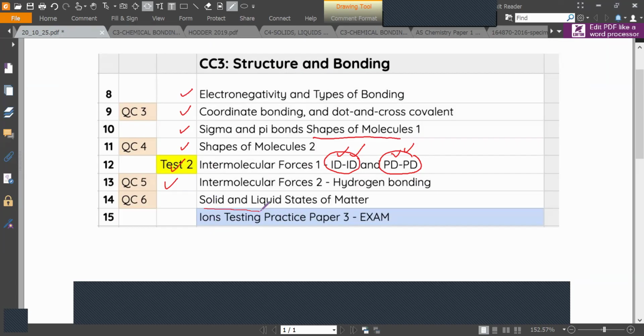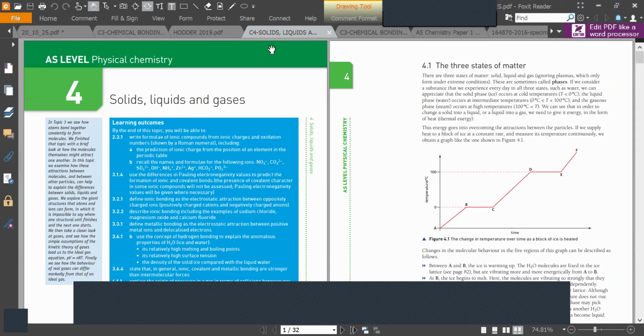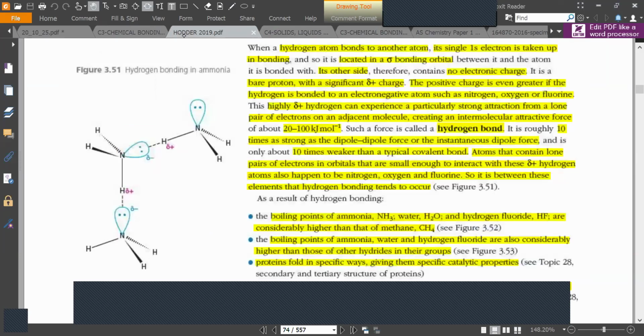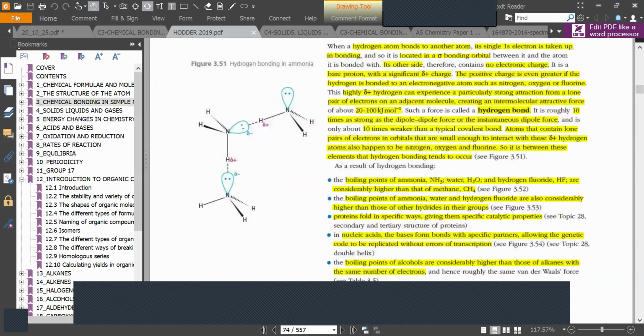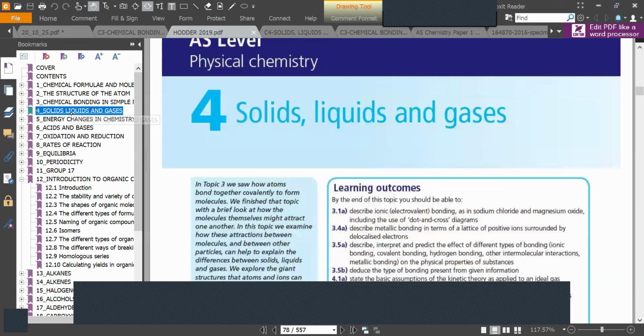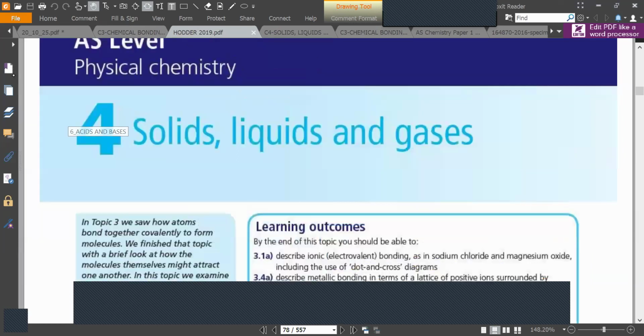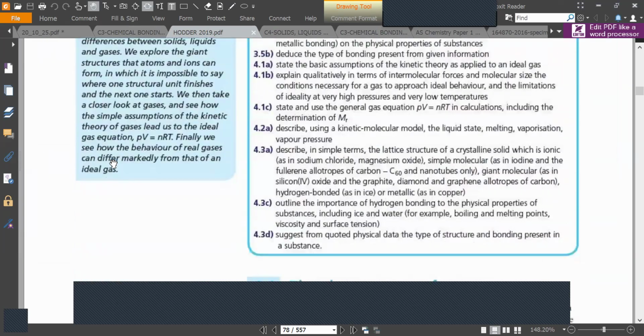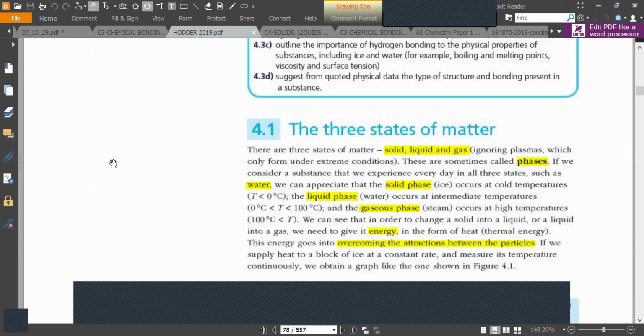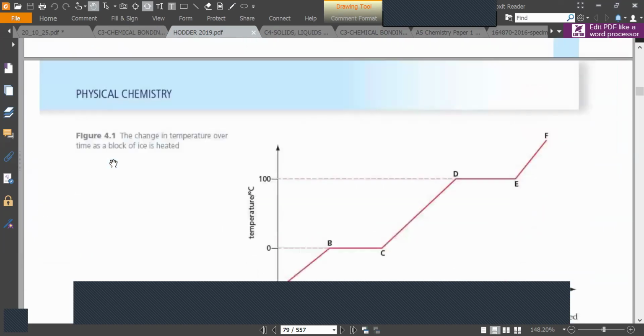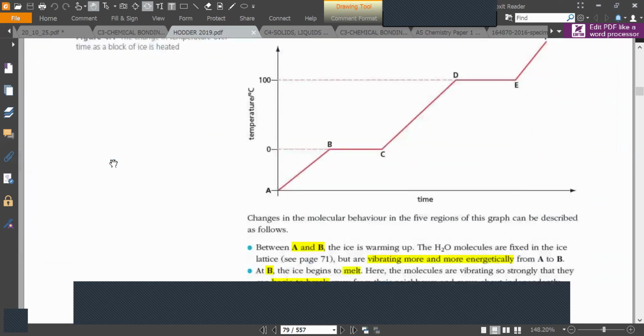solid and liquid state of matter. So this one is unit 4. Hold on. This one is also quite a big topic. Let's try to go through as quickly as possible. Three states of matter, no problem. Heating curve.